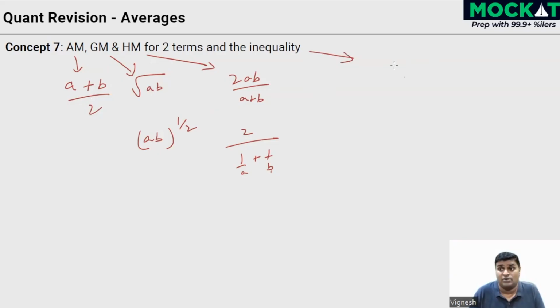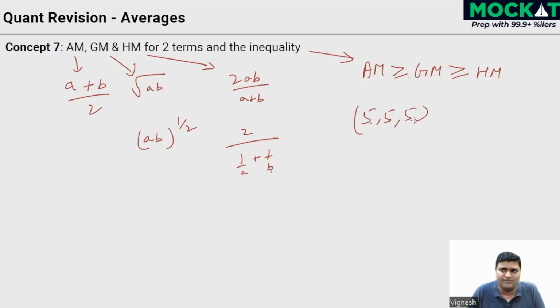What's the inequality around this? Arithmetic mean is always greater than or equal to the geometric mean, which is always greater than or equal to the harmonic mean, when you have a set of positive terms given, right? Why the equal to symbol? There is one scenario where all three of them are going to be equal: when all my x elements, all my terms are going to be equal.